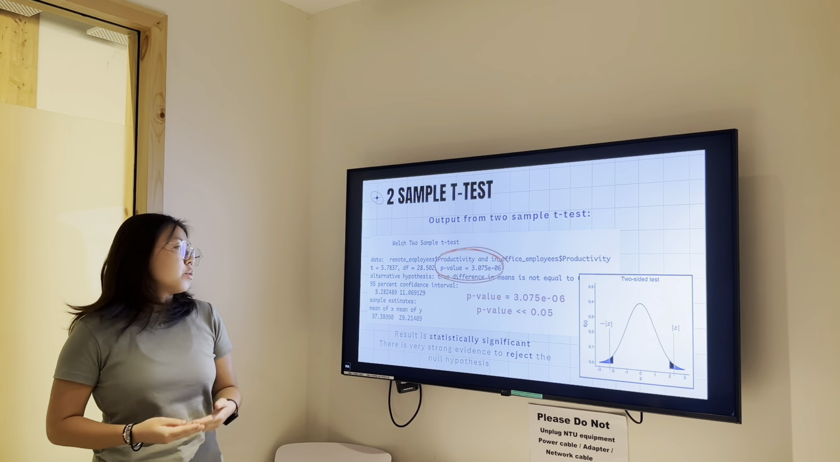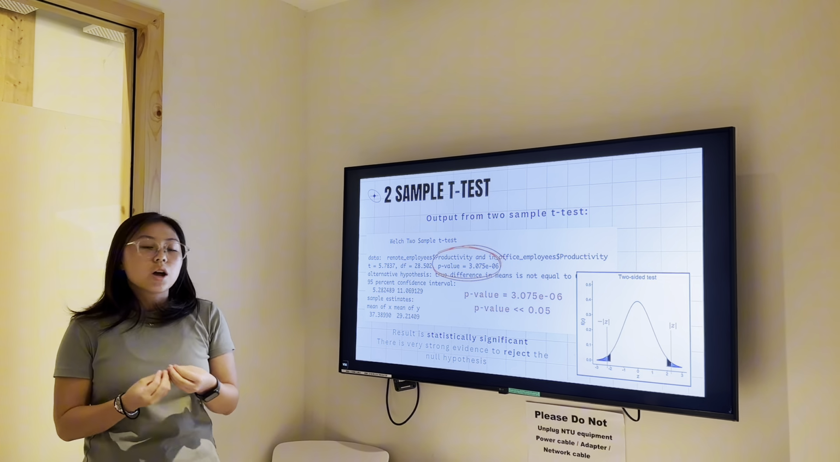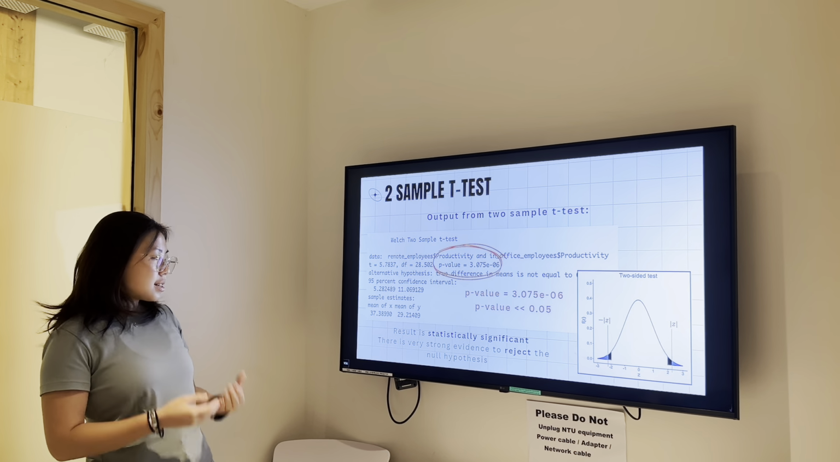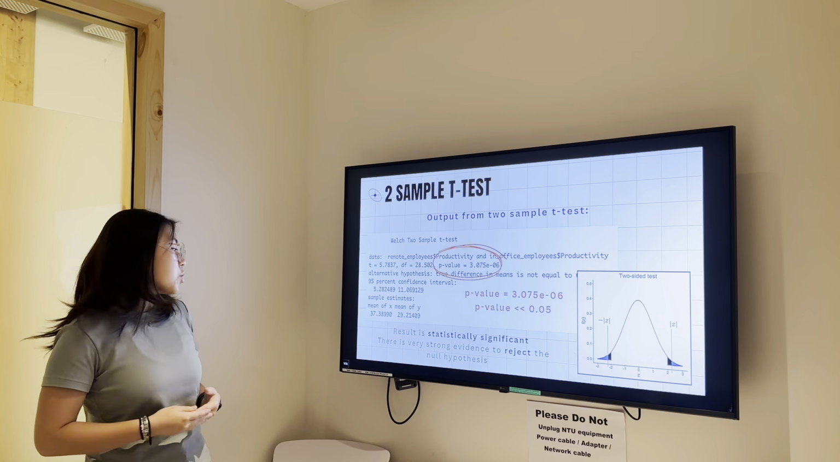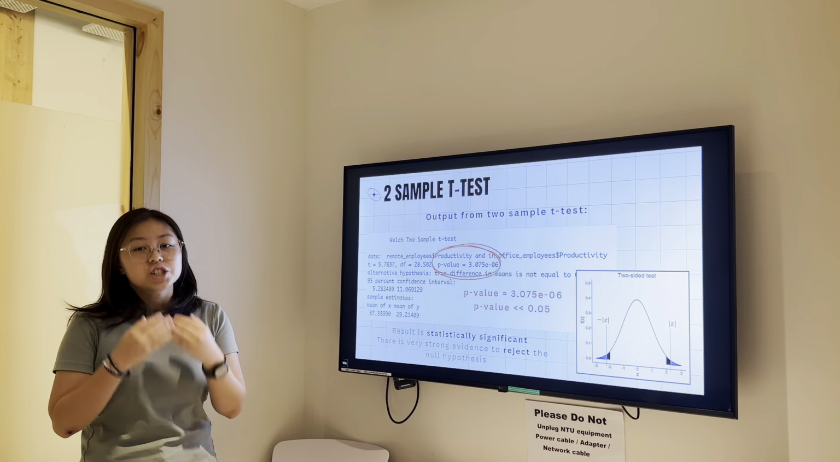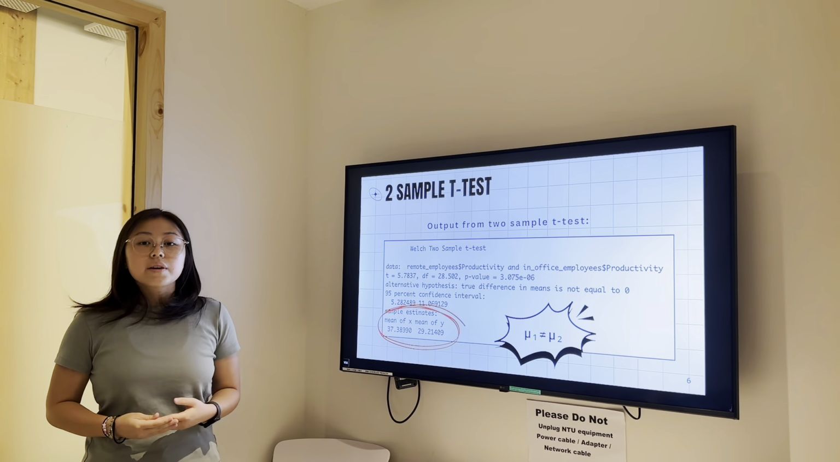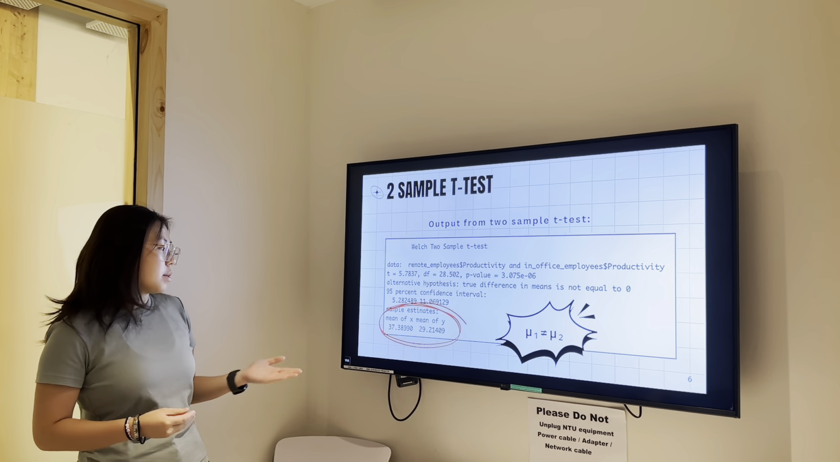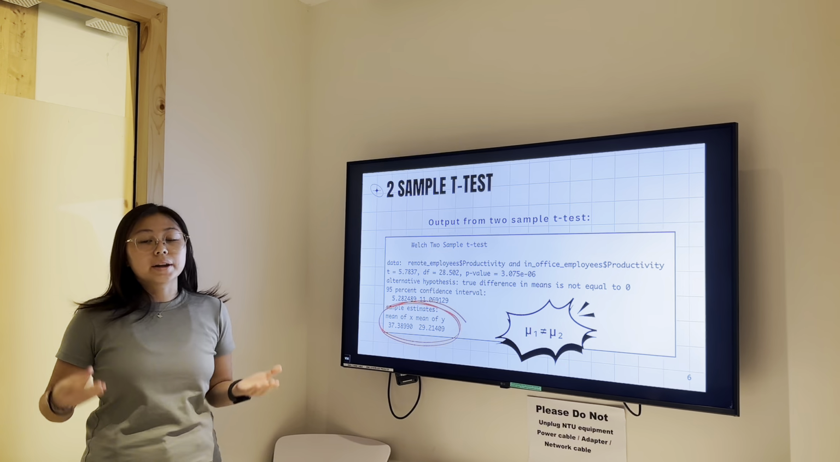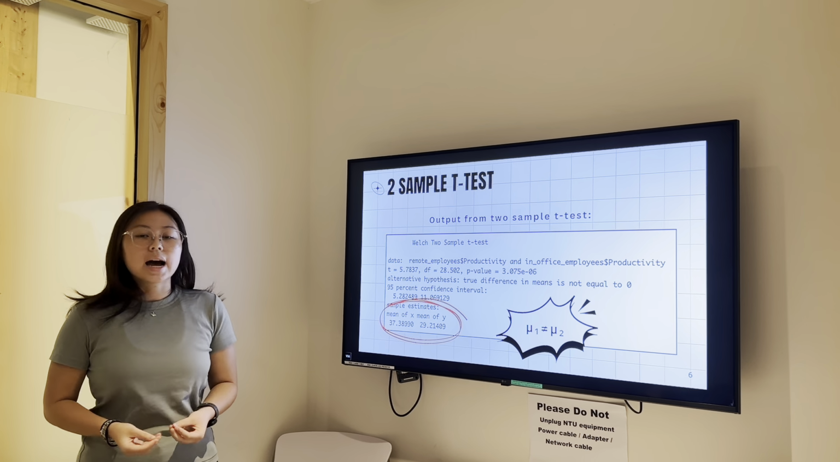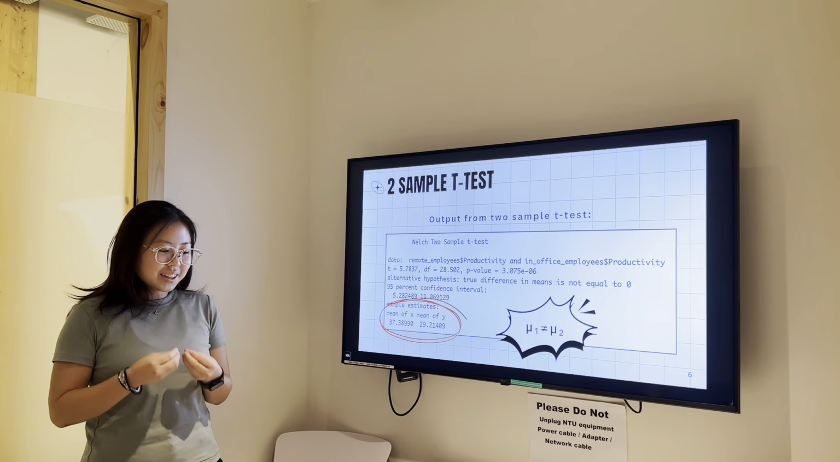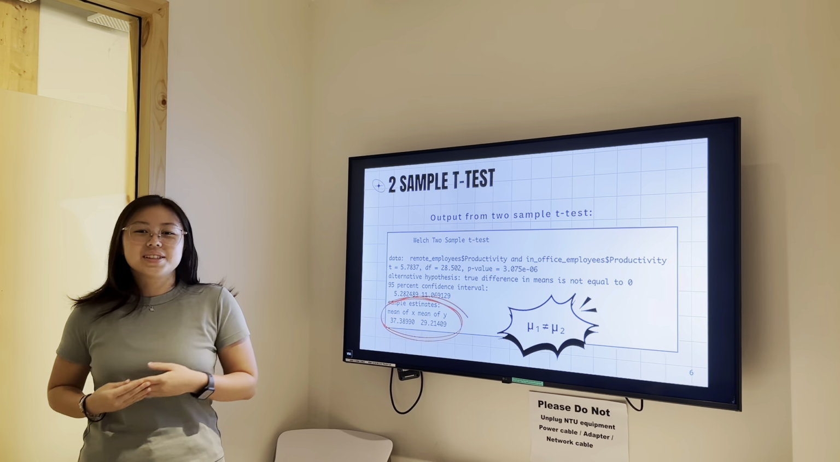From our output, we found that the p-value is extremely small, which shows that our results are statistically significant, and that there is very strong evidence to reject the null hypothesis. We also found that the sample estimates of the means of mu1 and mu2 are different, which shows that remote employees are statistically significantly more productive than in-office employees.